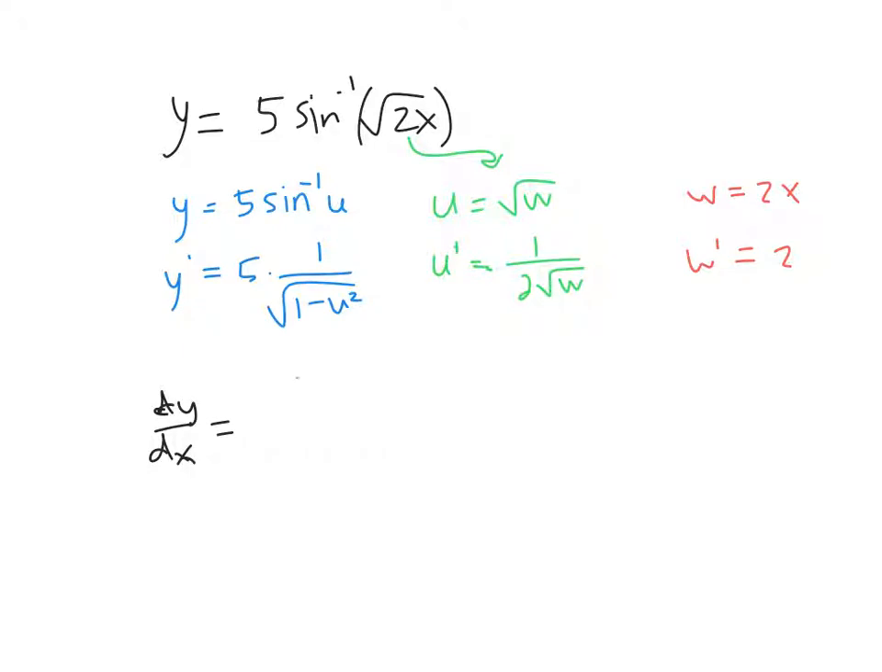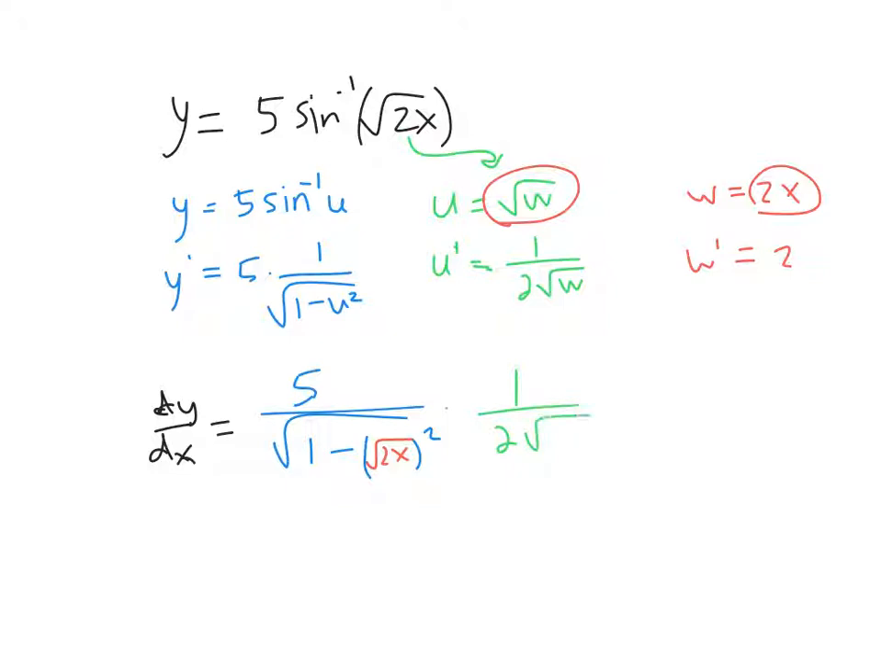Okay, cool. So I've got 5 over radical 1 minus, let's just go ahead and put our u in. So I've got something squared, and I'm grabbing that from here. U is radical w, and w is 2x. So radical 2x, all being squared, times 1 over 2 radical w, and again w is 2x, and then times my w prime, which is 2. That's just multiplication. So I'm multiplying these three derivatives, and I'm noticing that I have a 2 and a 2, and that's in the numerator, that's in the denominator, so those cancel.